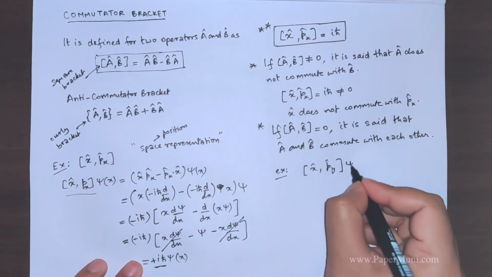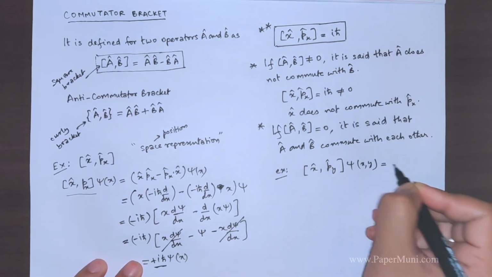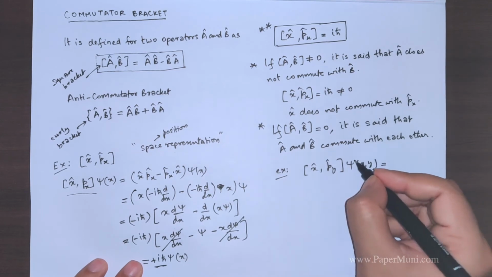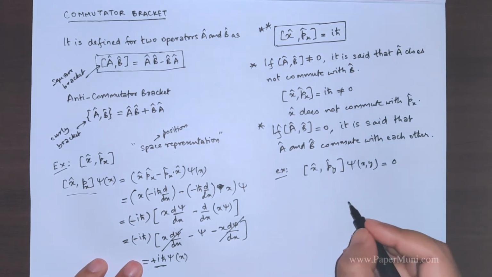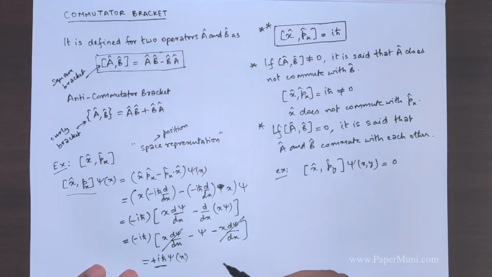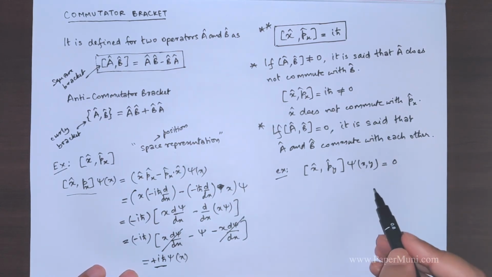So if you take an example, say x and you have py. Okay. So this operates on ψ(x, y). Okay, say a 2D, two-dimensional wave function. Okay. So in that case, this will come out to be zero. You can prove it. Okay. You can take the same step and prove it. Okay. That this is equal to zero.